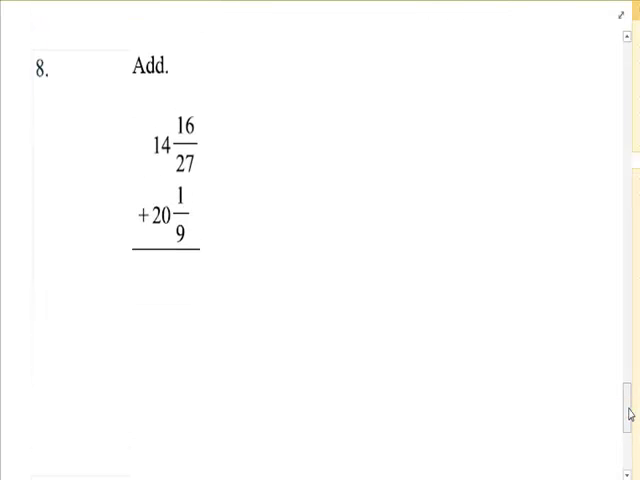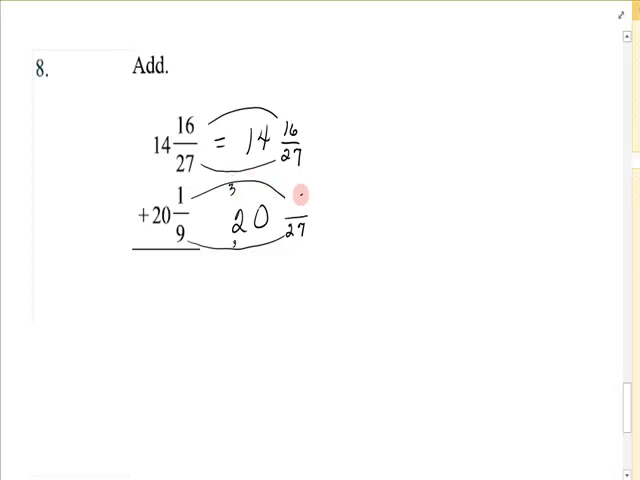All right, let's take a look at number 8. In this case, the larger denominator, 27, will work as a common denominator because it is a multiple of 9. So I have 14 and some 27ths. I have 20 and some 27ths. The top fraction, nothing changes. It stays 16/27. But the bottom fraction, 9 goes into 27 3 times, and 3 times 1 is 3.